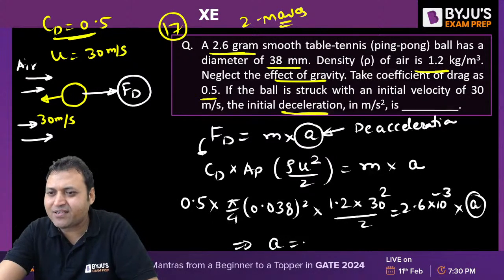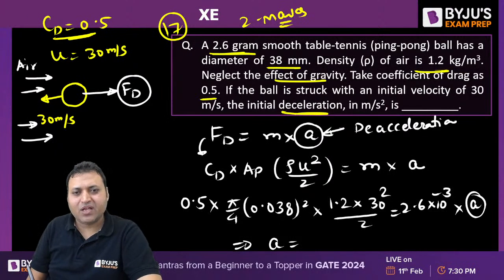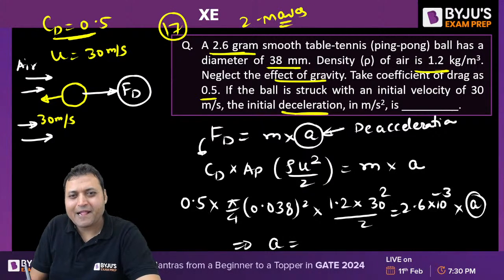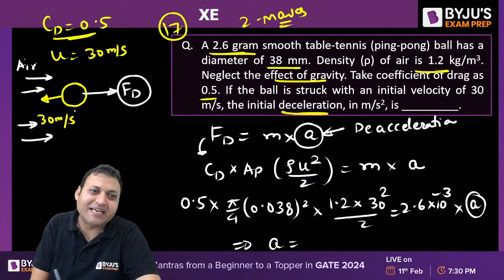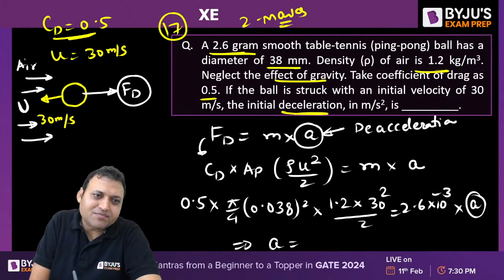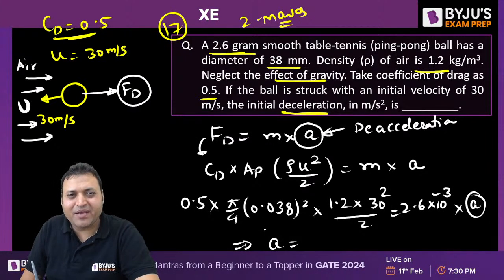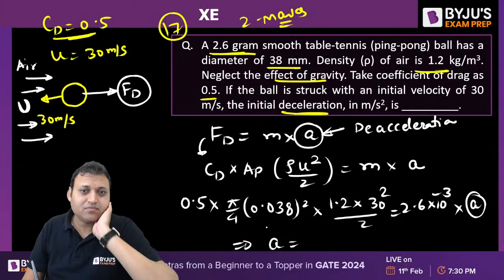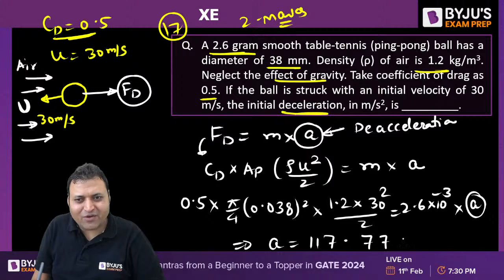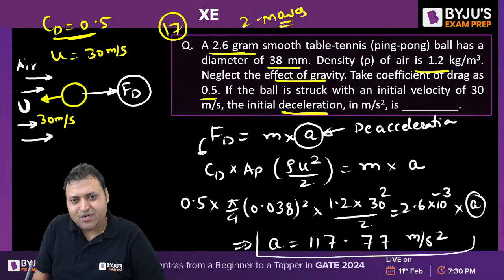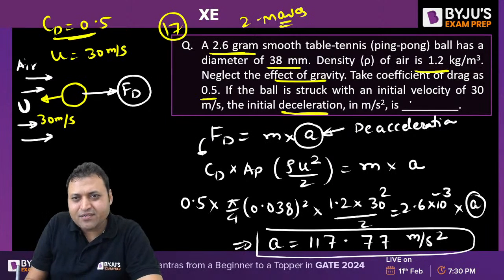Can you solve for acceleration? Actually, it is deceleration because it is opposite to the motion of the ball. Drag force opposes the motion of the ball. So the deceleration will be equal to 117.77 meter per second square. It will be 117.77 meter per second square, isn't it?